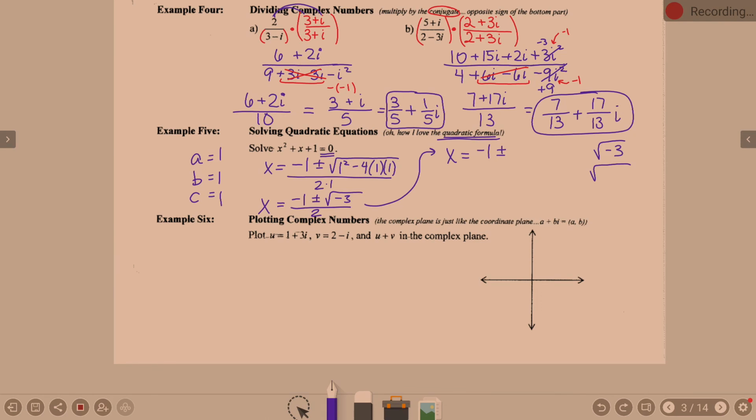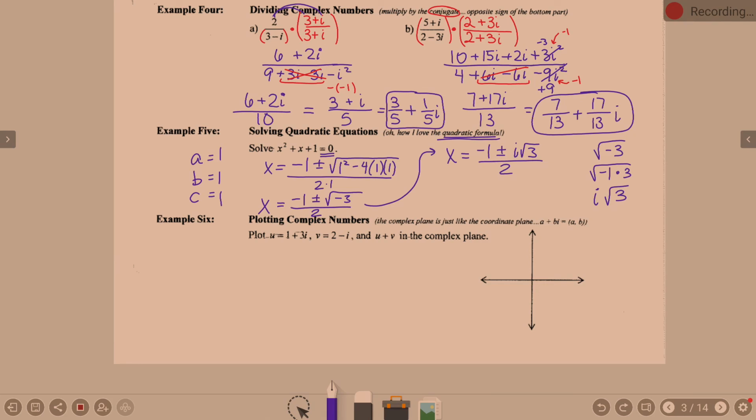Think under your radical as negative 3 being equivalent to negative 1 times positive 3, times the square root. The square root of negative 1 can become I. The square root of 3, I can't take that square root, so it just stays square root of 3. Now, what if this had been the square root of negative 9? Then I would say 3i because I could actually take that square root. Okay? So I'm going to say negative 1 plus or minus I times the square root of 3 all over 2.